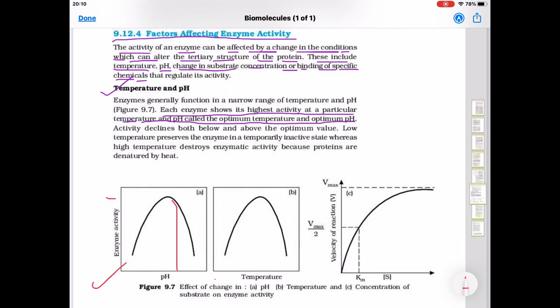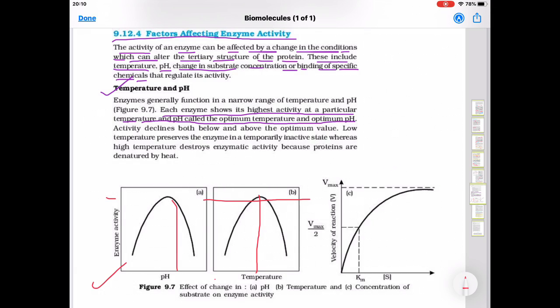Similarly, for the temperature also, one optimum temperature is there at which the enzymatic activity is maximum. When temperature is low, the enzyme becomes inactive and its activity decreases. Similarly, at high temperature, the denaturation of protein occurs, so then also its activity decreases.